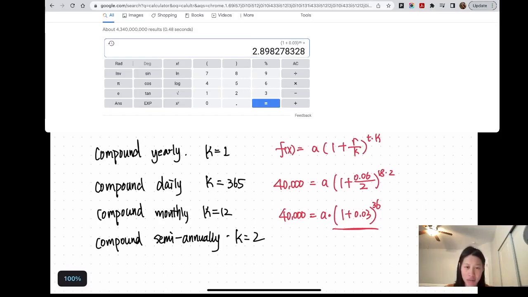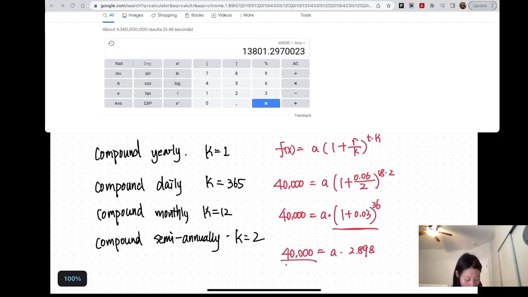2.898. So we can write down, hey, 14,000 equals A times 2.898. We can round to 3 decimal places right now, and then we can use 14,000 to divide everything that we have, which is ANS, the answer, which gives you a really accurate answer, which is 13,801.